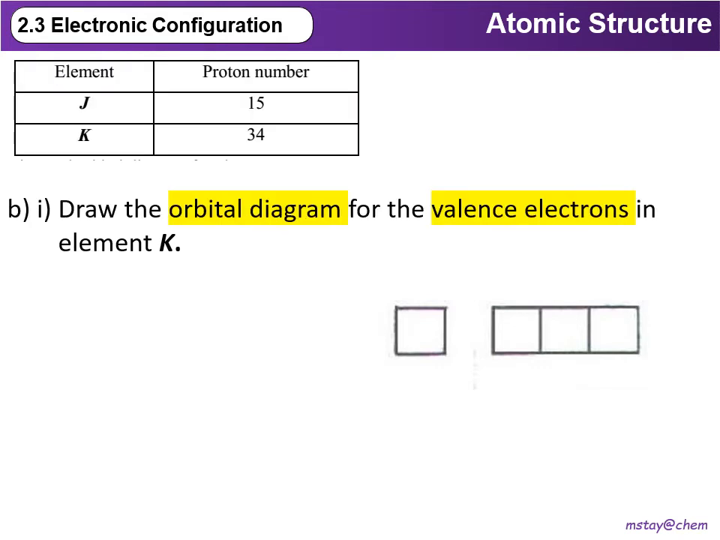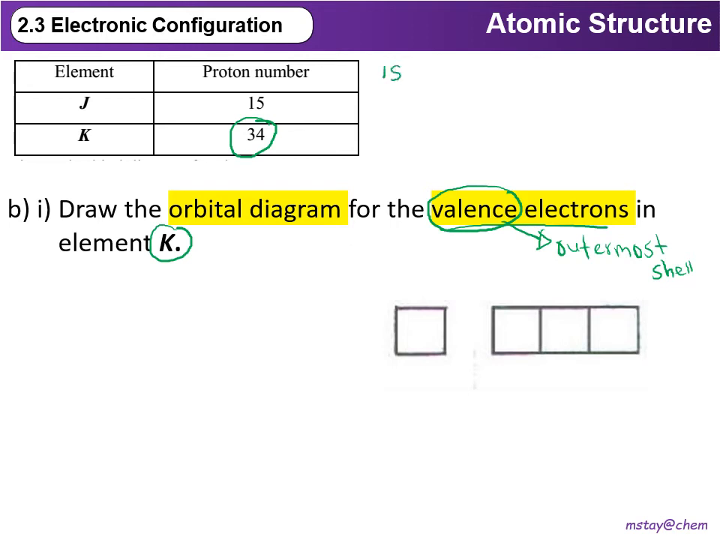Continue with part B. Now we need to write the orbital diagram for the valence electrons in element K. Again, a reminder: our valence electrons can be considered as the electrons in the outermost shell. From here we have 34 protons, which means they also have 34 electrons. So before we can know where the outermost shell is, maybe we need to apply the Aufbau rules.